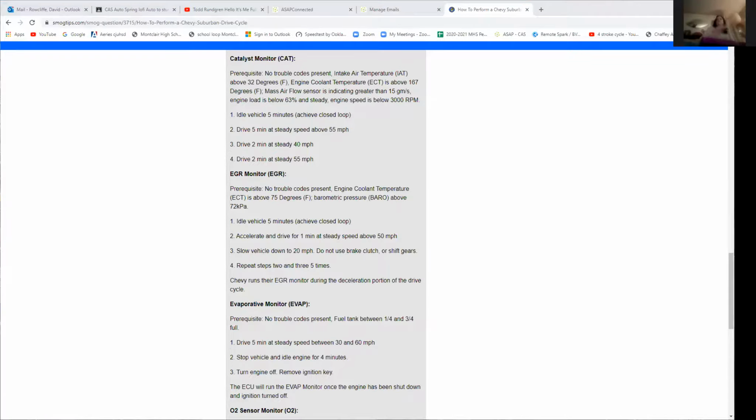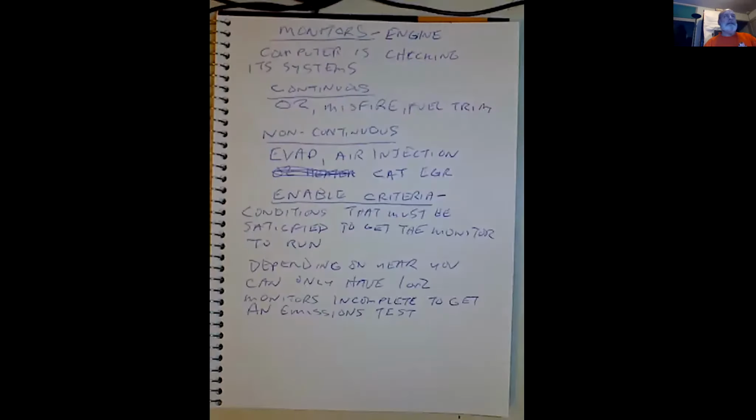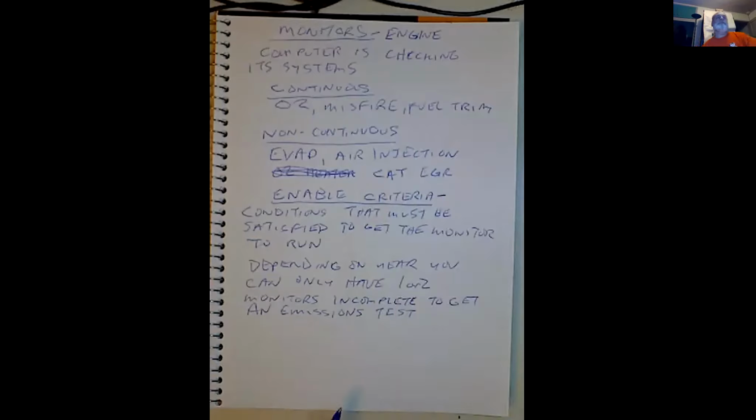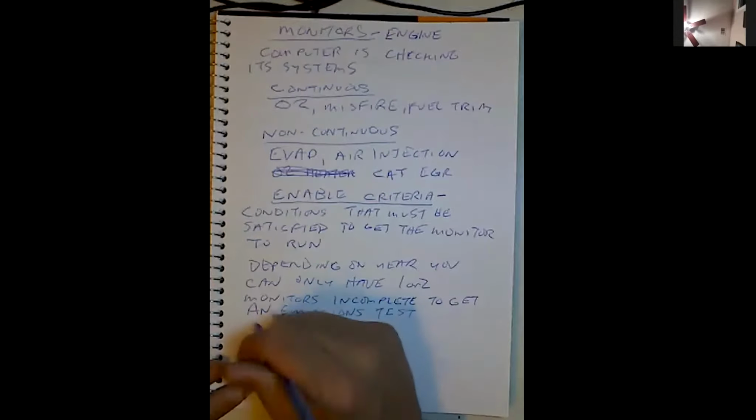Okay, so I'm going to come over here to this. I'm going to come over here to that. And that is what your list should look like now. It's got CAT EGR here, and it's got fuel trim over there. Sorry about that.